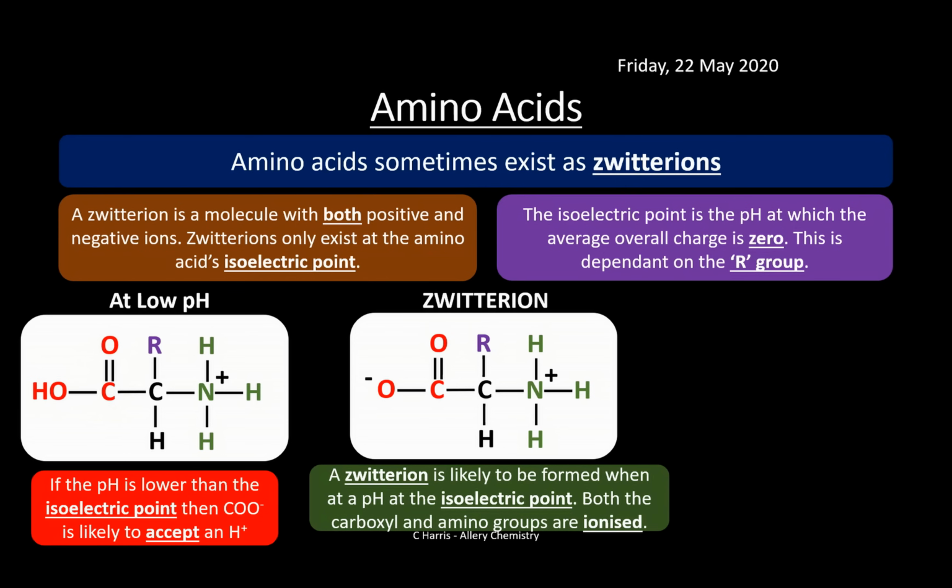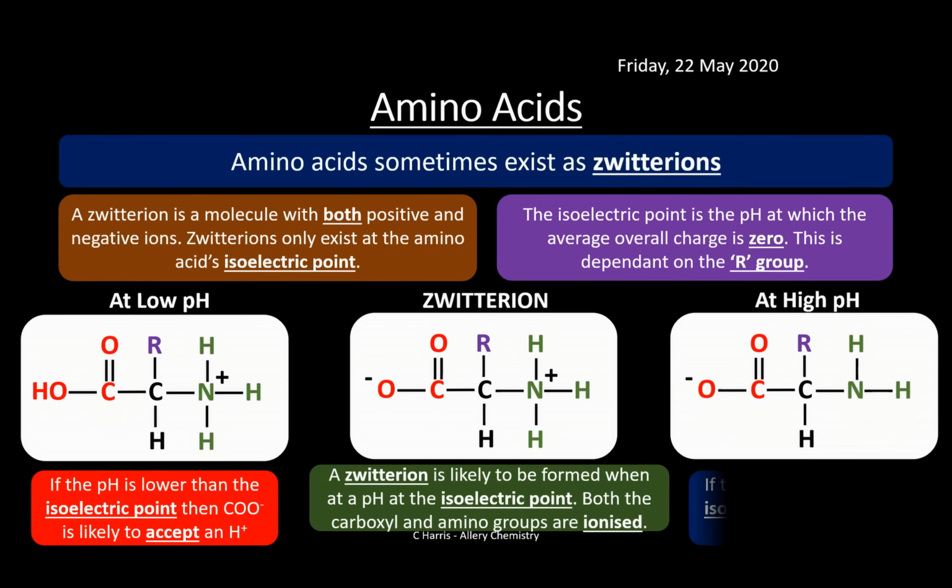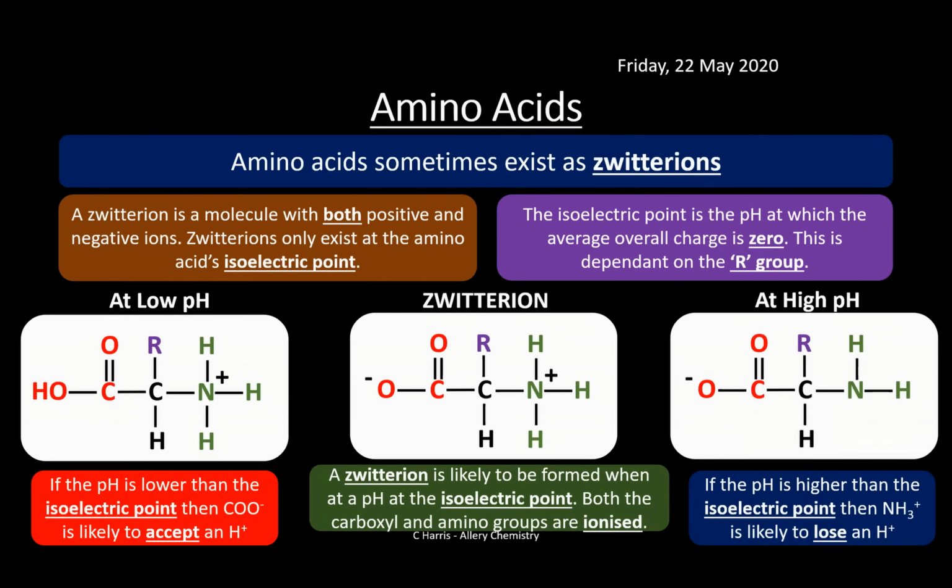At a higher pH, in other words, if we put it in alkaline solution, then what actually happens is the hydrogen from the NH3 group, you can see there it is, drops off, and we form NH2 again, but obviously we still have our negative charge on our carboxyl group. So this is if the pH is higher than the isoelectric point.